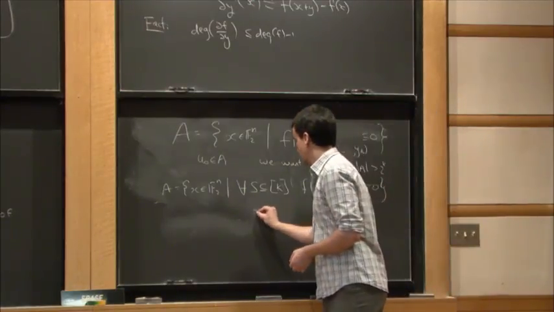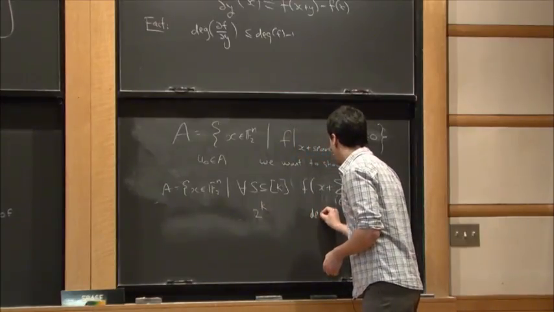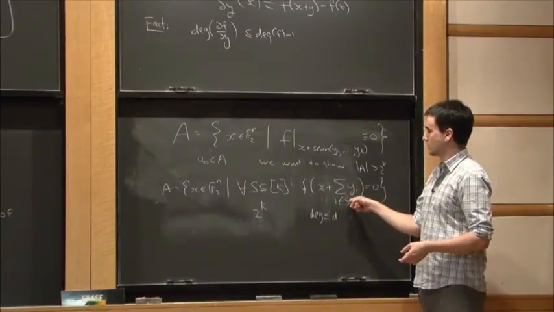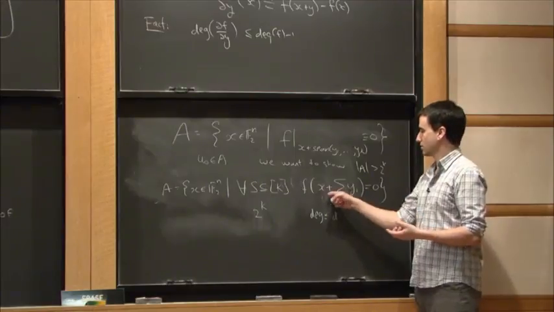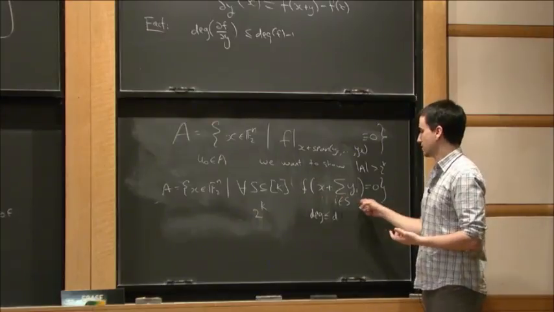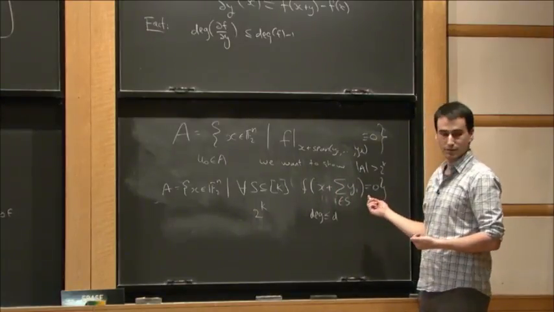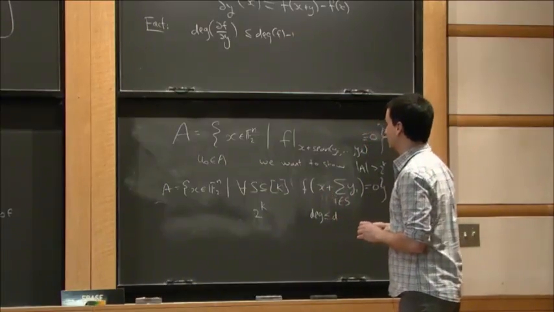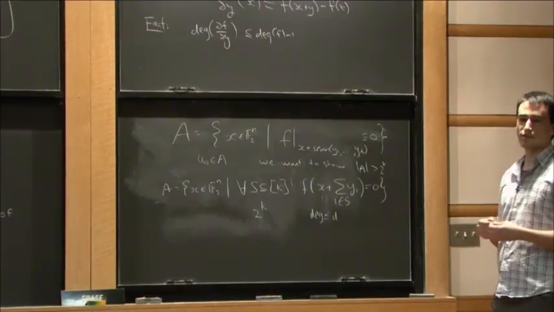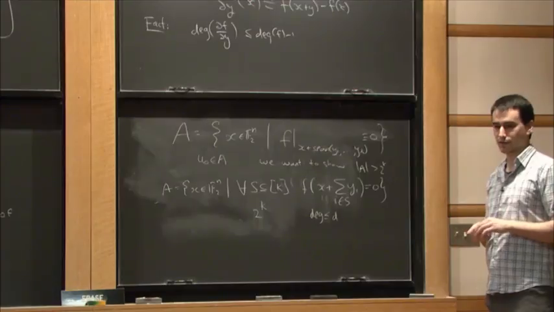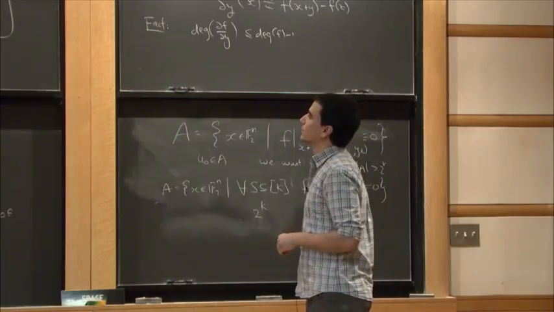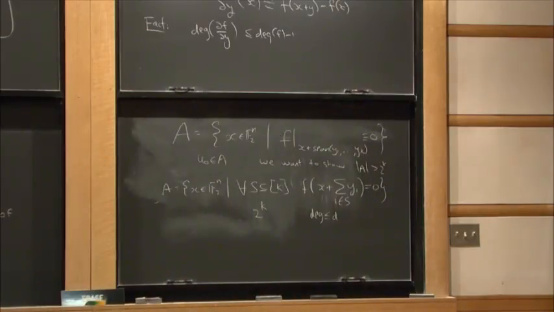So these are 2 to the k equations of degree at most d, because f is of degree d, and the y's we think of as constants. So f of x plus some constant is still a degree d polynomial. What we will show is that actually we can represent A as a solution of much fewer equations of a much smaller degree. And then this will show that A is big. We'll also show this by an example.